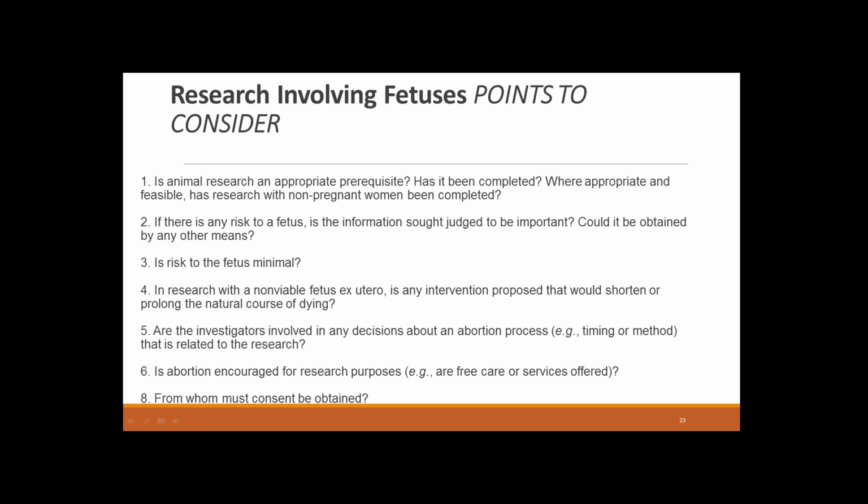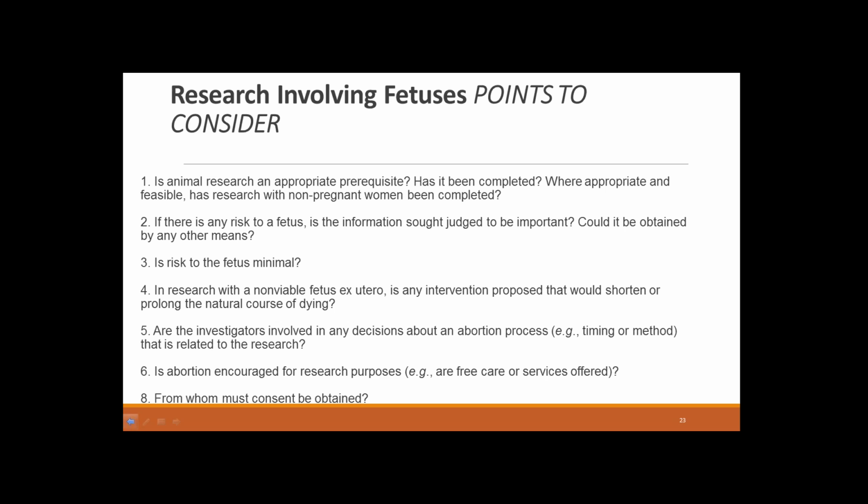So, research involving fetuses, from in vitro to any time before they're born. These are basically the main questions that you need to be asking yourself when you're putting together a protocol, when you're writing your consent form. Has animal research been done? These are, again, topics that we've discussed. Is it appropriate and feasible that non-pregnant women possibly have already been studied? Is there a risk to the fetus? What is it? How important is it? How great is it? Can you get the information any other way? Is it a minimal risk?